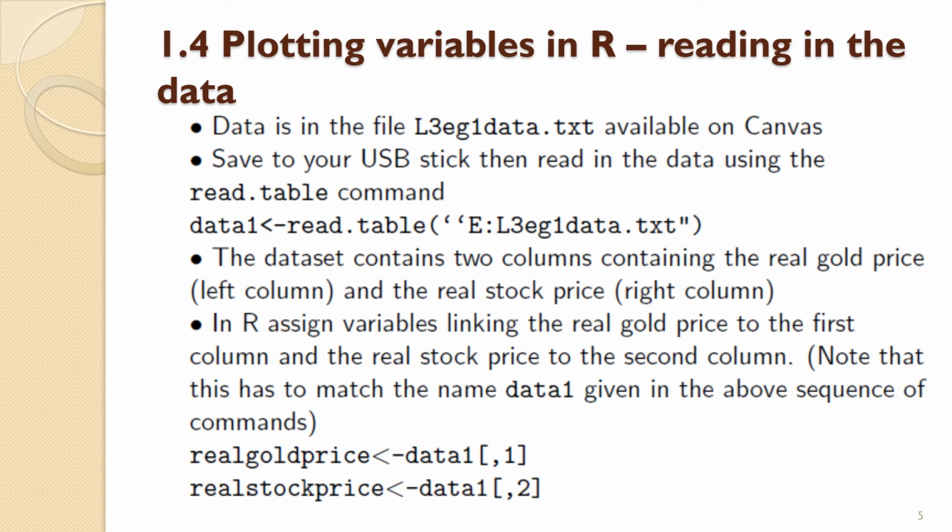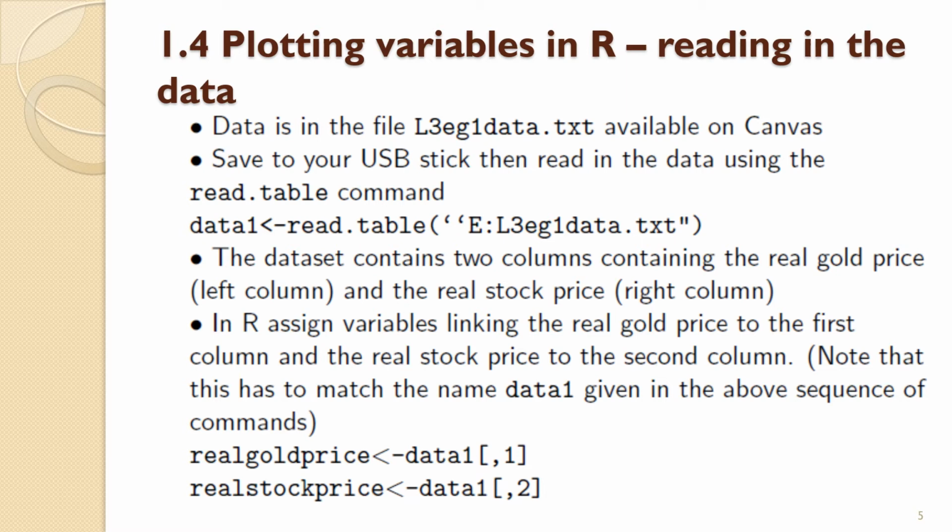So in terms of plotting variables now, the data is on this .txt file available on Canvas. What you'd have to do is save it to your USB stick and then read in the data using this read.table command. The reason for this is that if you make this file path as short as possible by saving onto your USB stick, then it works as quickly as possible. And what I also ought to say here is that on my computer, when I was doing this, my USB stick was the E drive.